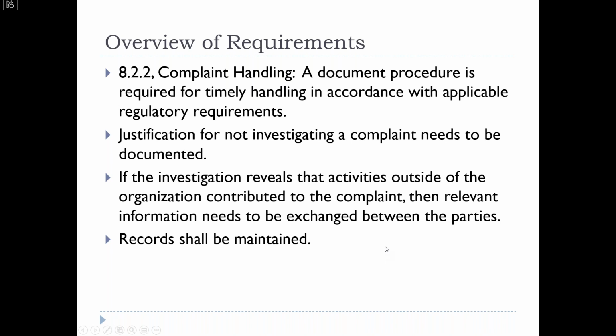8.2.2 complaint handling. Again, there needs to be a documented procedure here that addresses the timely handling in accordance with applicable regulatory requirements. Certain timelines are specified, and those need to be met. You need to justify not investigating a complaint, and that needs to be documented.